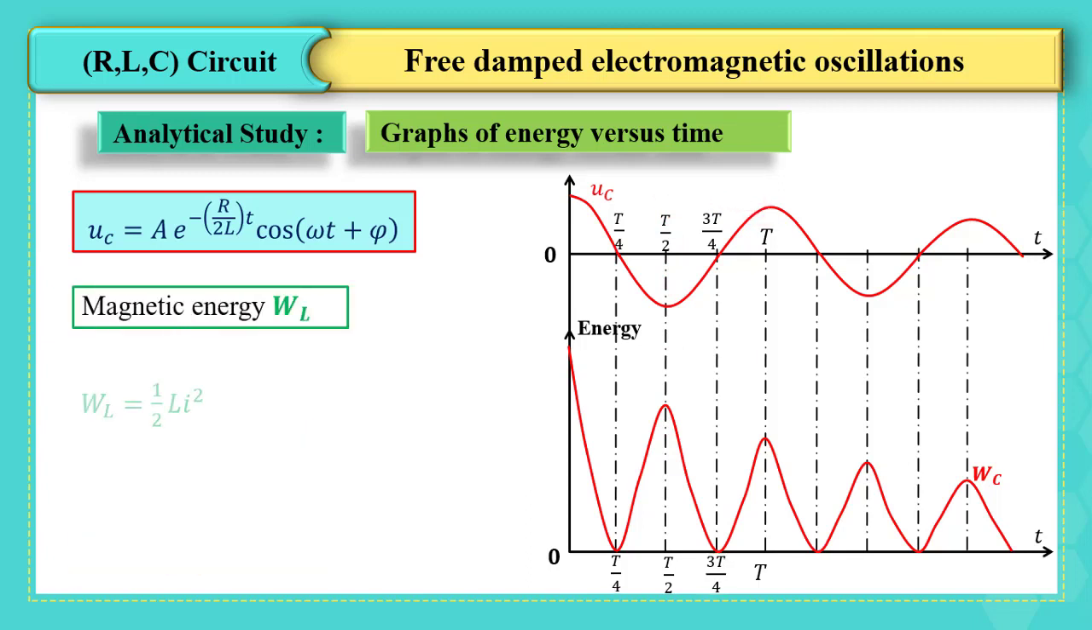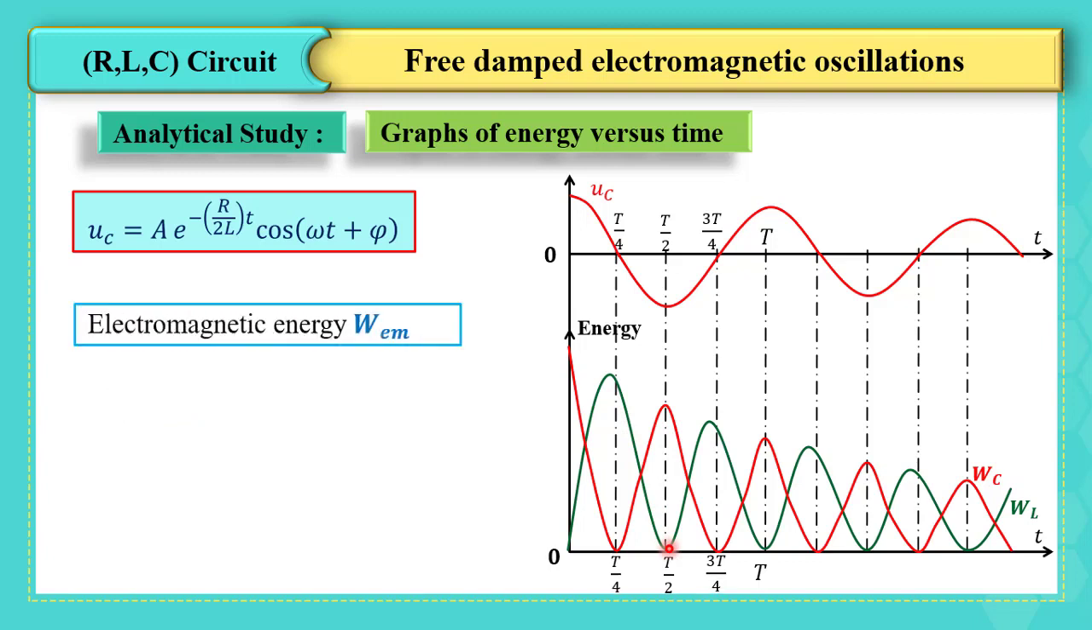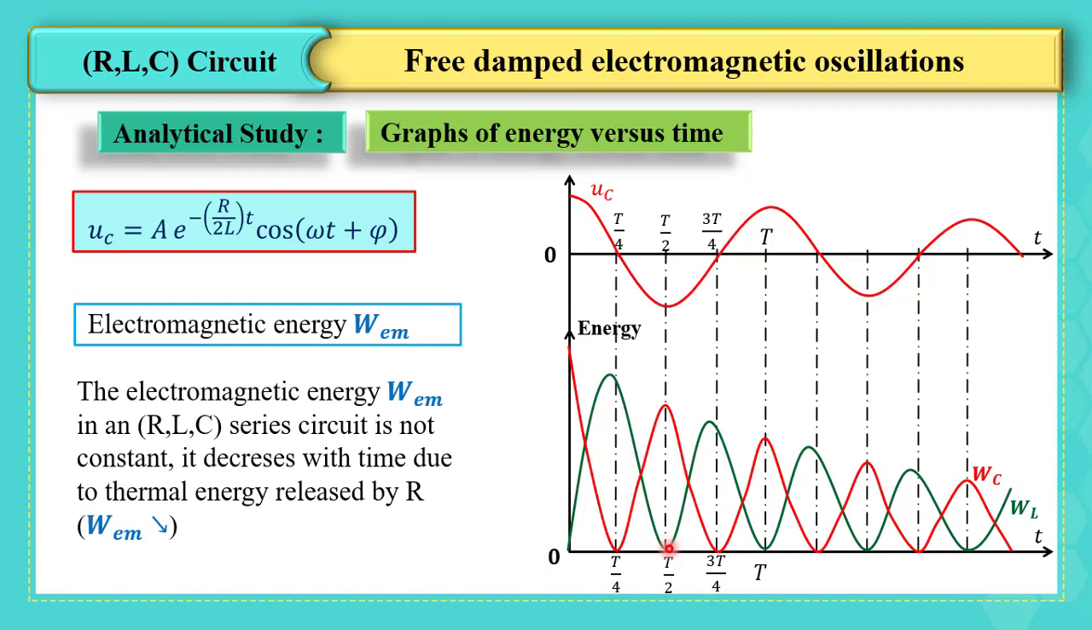According to the magnetic energy, it is half L i squared and also it is positive. But at t equals 0, the current was 0. Thus, it is represented as the green curve in the adjacent figure. Finally, the electromagnetic energy, which is the sum of both, is clearly not constant. It decreases with time due to thermal energy released by R, and it's shown in the blue curve in the adjacent figure.